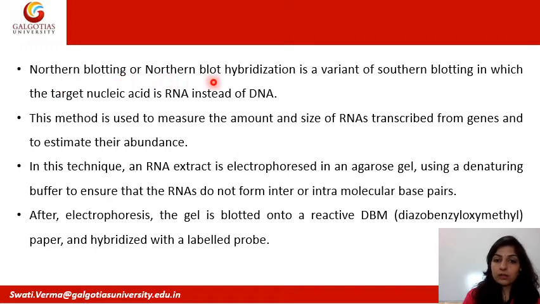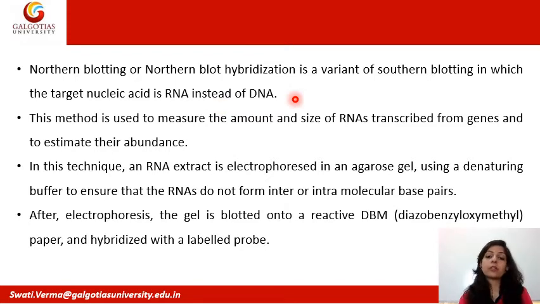Northern blotting or northern blot hybridization is a particular variant of southern blotting in which the target nucleic acid is RNA instead of DNA. So in case of northern blotting, our target nucleic acid is RNA, not DNA. This method is used to measure the amount and size of RNAs transcribed from genes and to estimate their abundance. In this technique, an RNA extract is electrophoresed in an agarose gel using a denaturing buffer to ensure that the RNAs do not form inter or intramolecular base pairs.